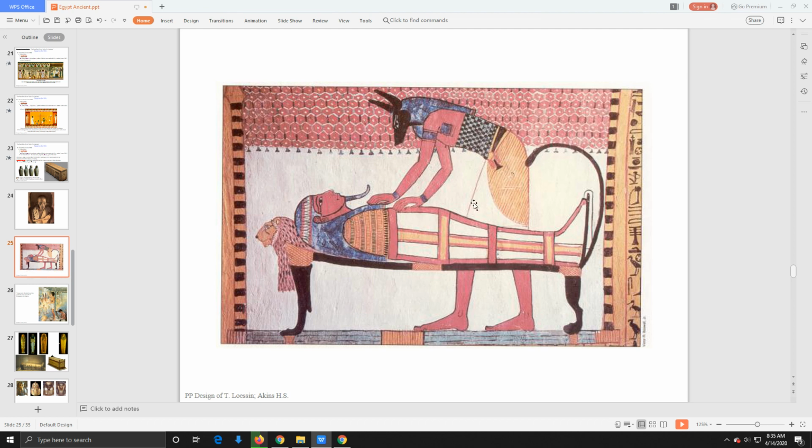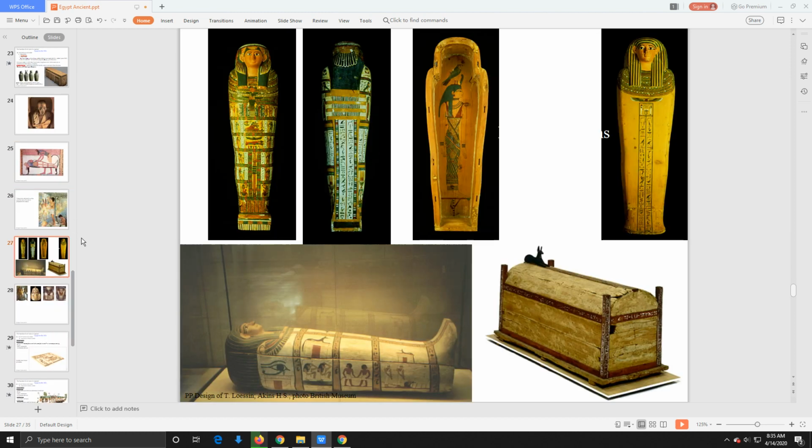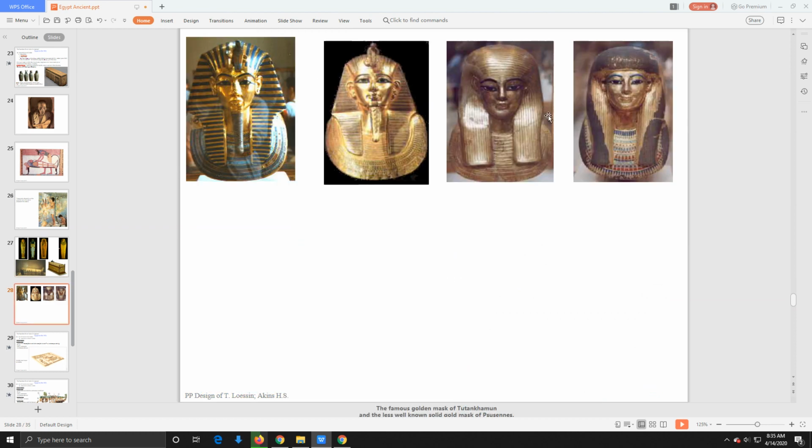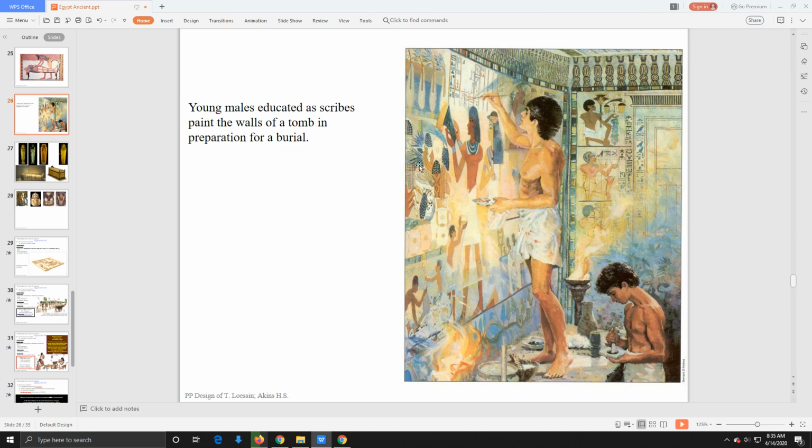They would put the mummies into sarcophaguses. So you see a sarcophagus right there. Sarcophaguses were sometimes pretty elaborate, sometimes not. Sometimes they might be a little more simple, and sometimes pretty elaborate, like you see there. The headpiece might be super elaborate. You see some of the headpieces here. The headpiece on the very left is the most famous of them. That's King Tut's, the most famous of our kings. And in here, you can see someone making designs inside the pyramid.